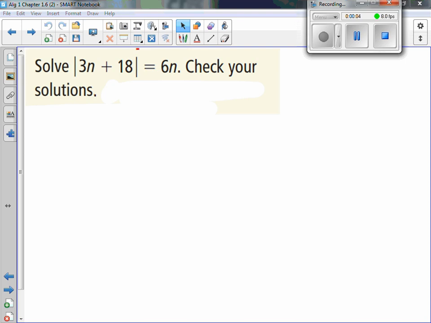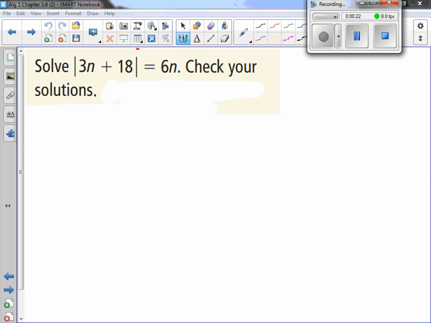So we're going to keep going on with this here. We started this yesterday, and we started talking about extraneous solutions. The last problem we did yesterday, we got two answers, yes? But one of them didn't work. And that's what makes it an extraneous solution.